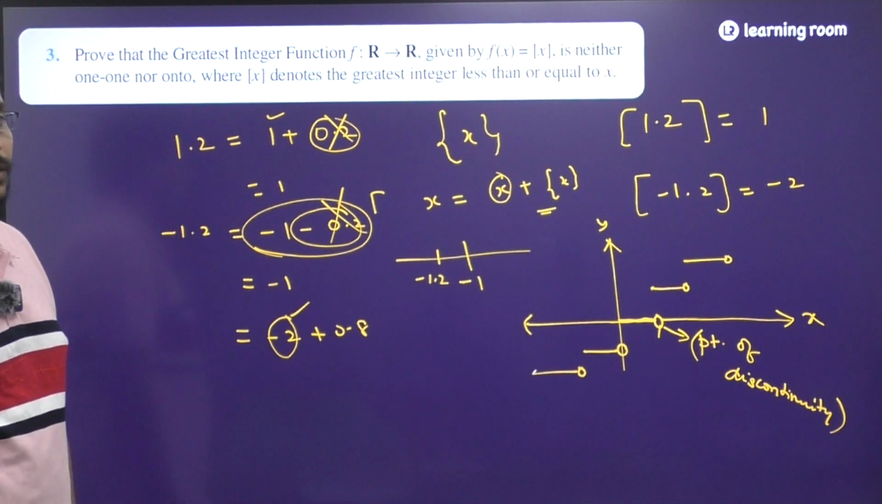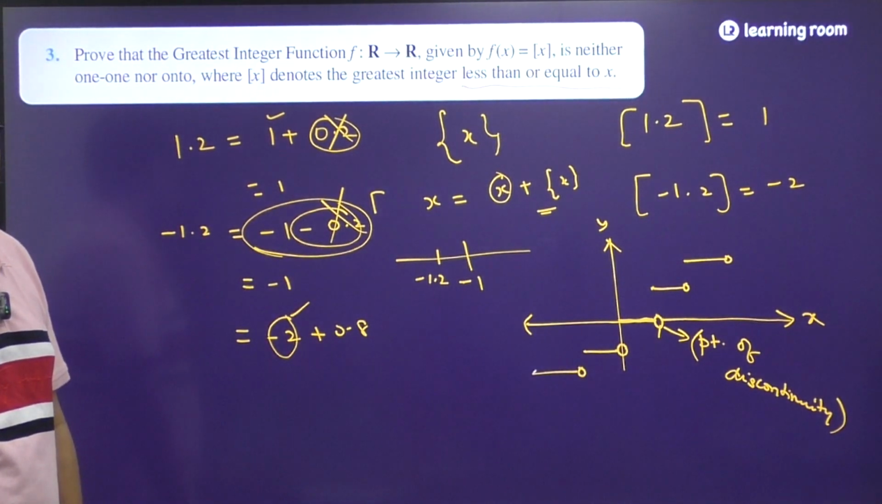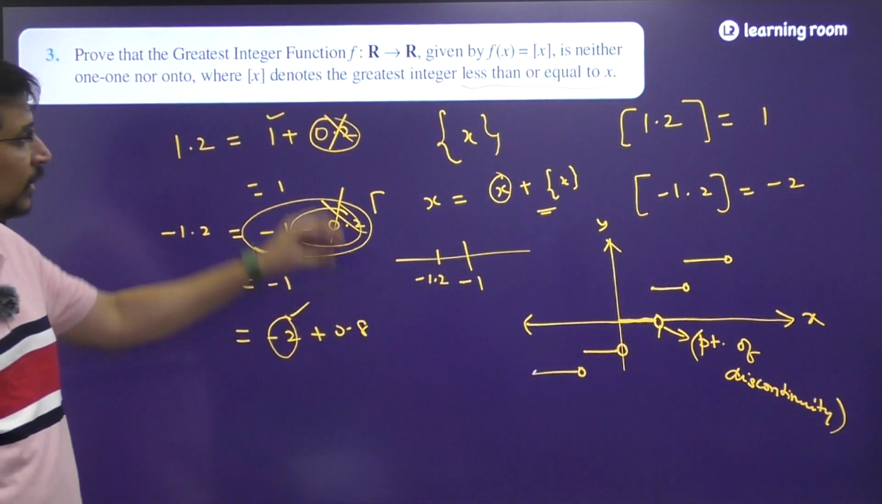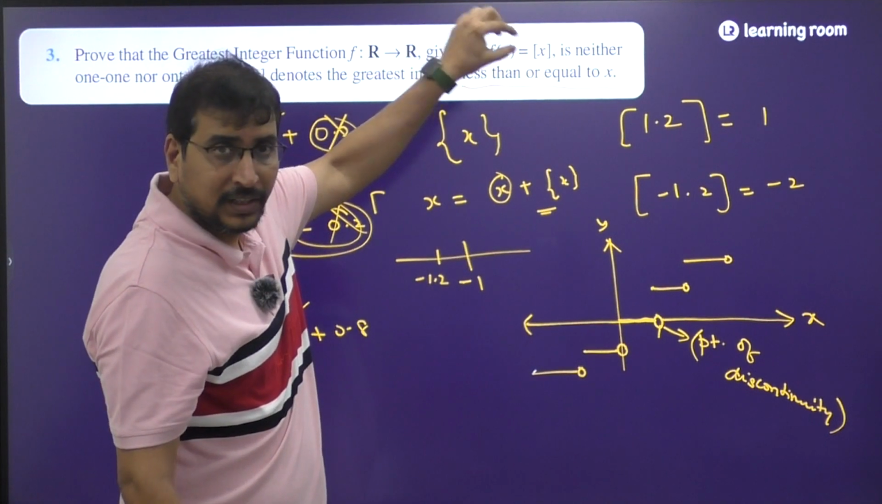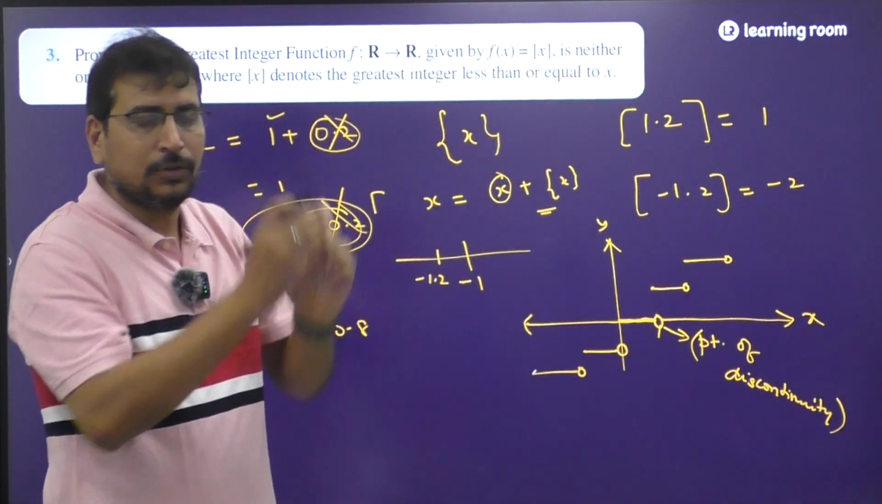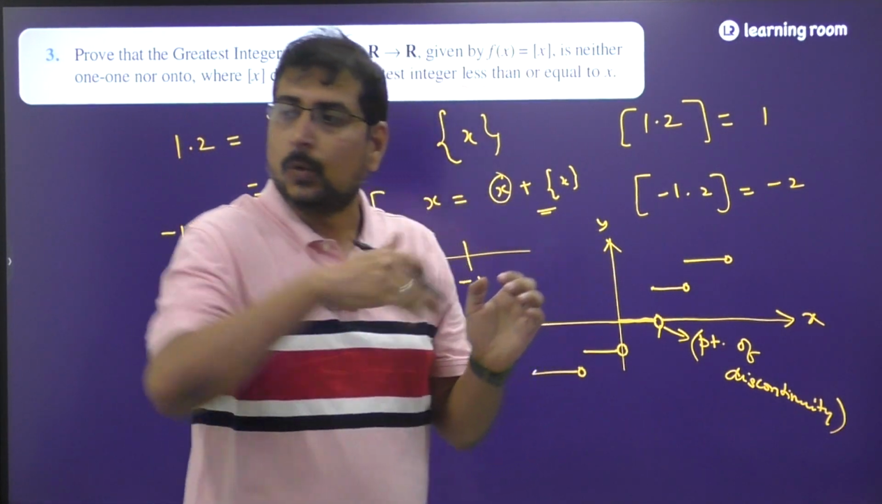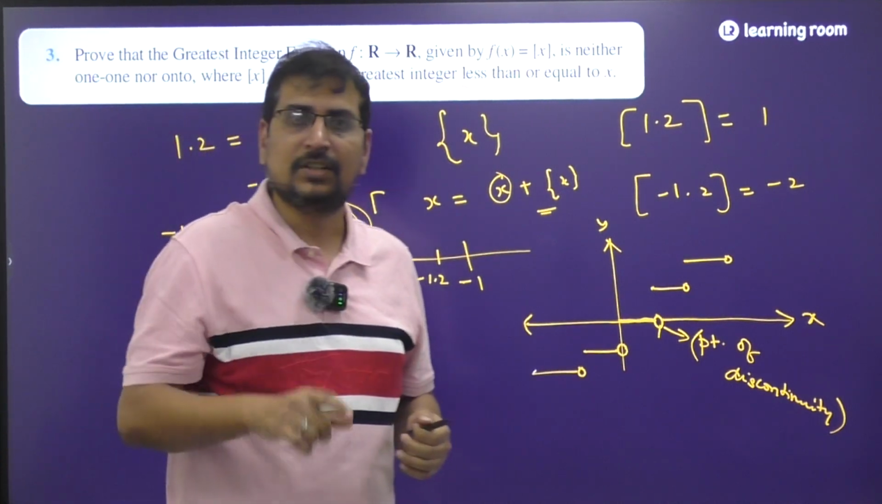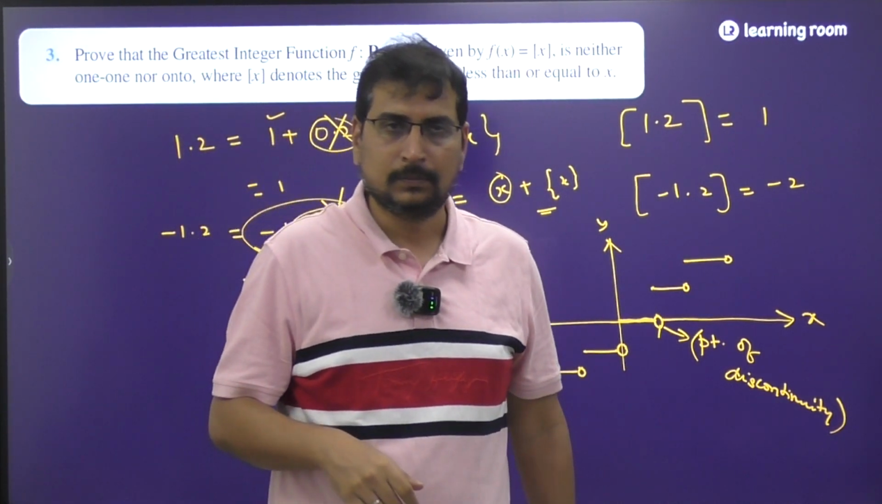There are no real numbers except integers which have a pre-image. Whatever real number you substitute inside this operation of the square box, what is the output you are getting? You are always getting an integer.